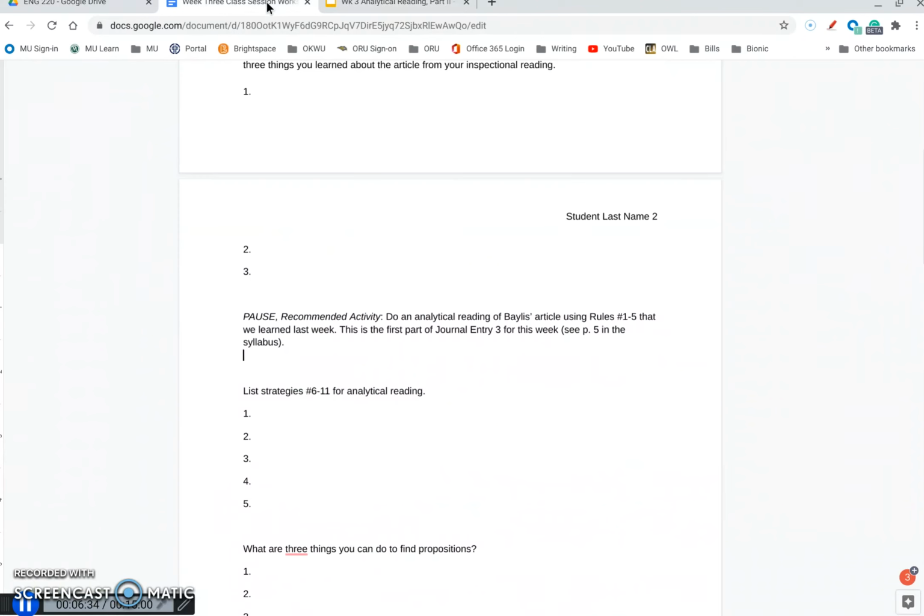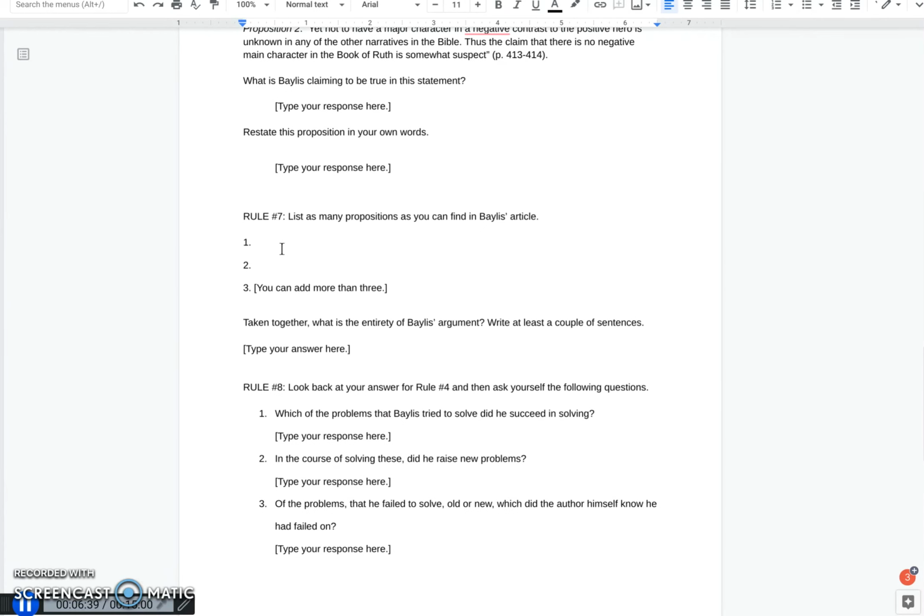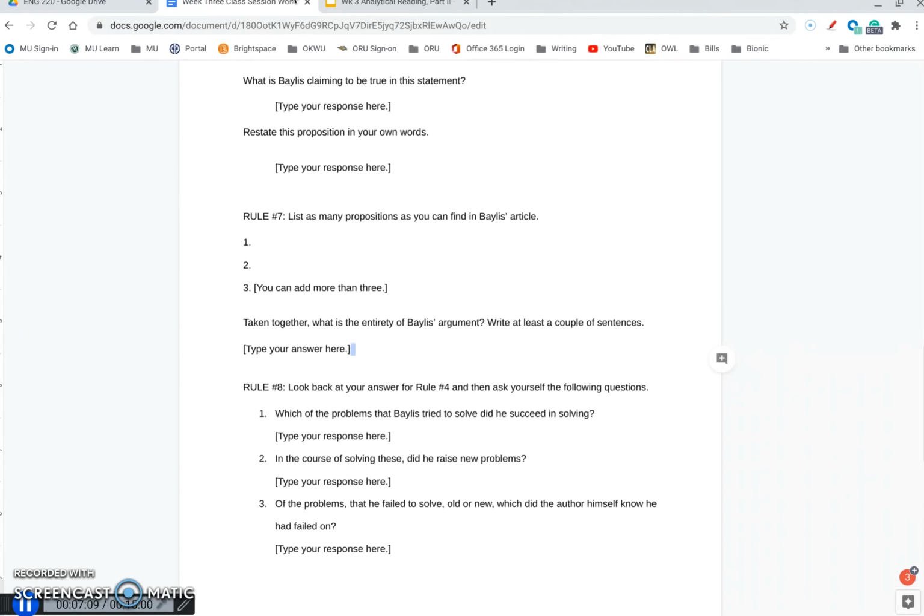So to help you identify the different propositions, what I recommend doing is going through Baylis's article and trying to find a key proposition in each of the sections. So you should have at least 3 key propositions in Baylis's article, maybe more. Don't get too carried away with this. And then what I want you to do is see if you can summarize all of these propositions together into 1, maybe 2 sentences, okay? So go ahead, pause the video, complete this activity, and then come back.